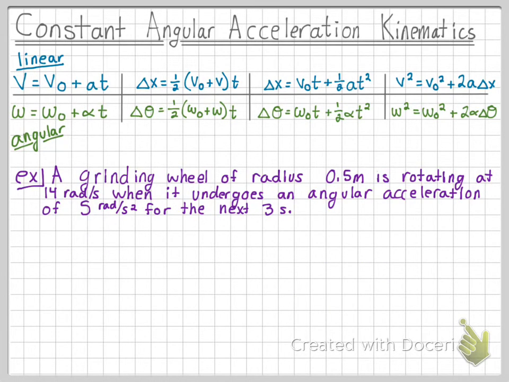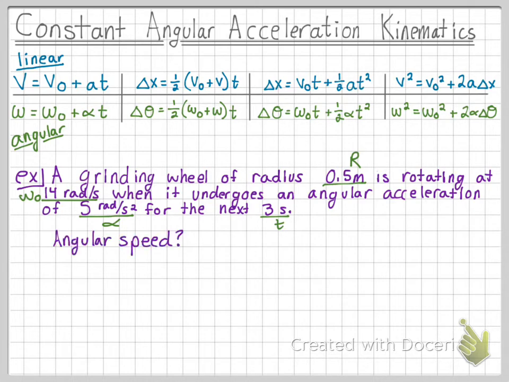A grinding wheel of radius 0.5 meters is rotating at 14 radians per second when it undergoes an angular acceleration of 5 radians per second squared for the next 3 seconds. So let's label our variables. 0.5 is the radius, 14 radians per second is the initial angular velocity or speed, 5 radians per second squared is the angular acceleration, and 3 seconds is the time.